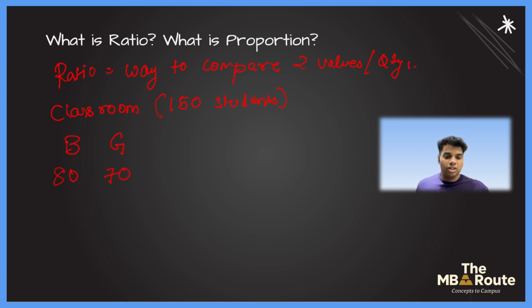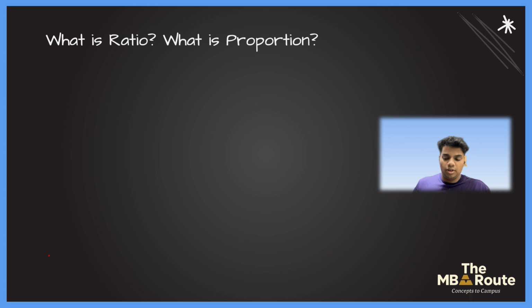Ratio is usually written in the form of A is to B or A by B. So what would be the ratio of boys to girls? It would be 80 is to 70, or 80 by 70. This is basically the ratio, and there is another term, that is reduced ratio. The reduced ratio would be 8 by 7. As we can see, we cannot further reduce this. So we can also write it as 8 is to 7.